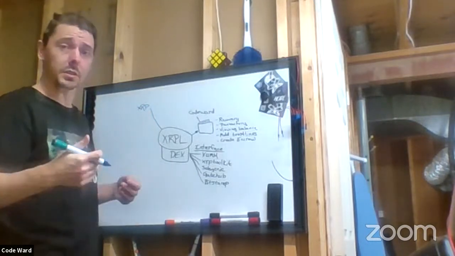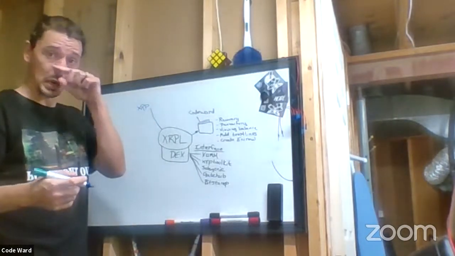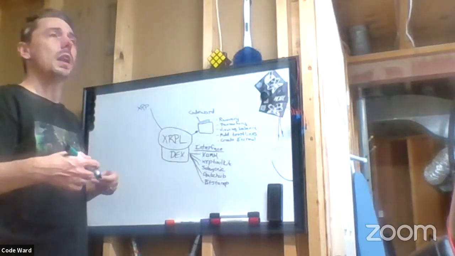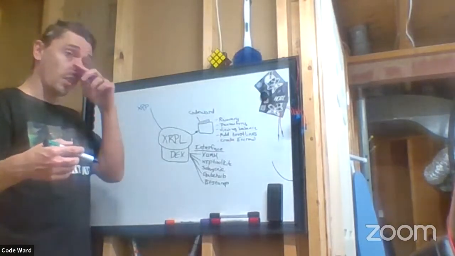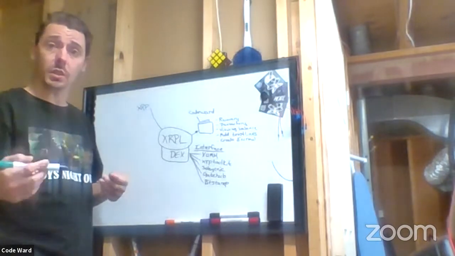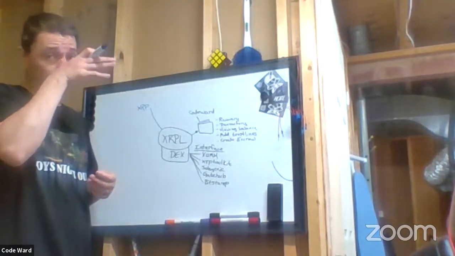So XRP is the primary and native asset of the XRP Ledger. Now, there are other assets that have been created. We've seen these coming in the forms of the trust line airdrops and so forth.